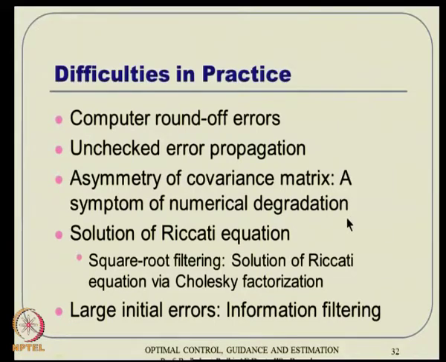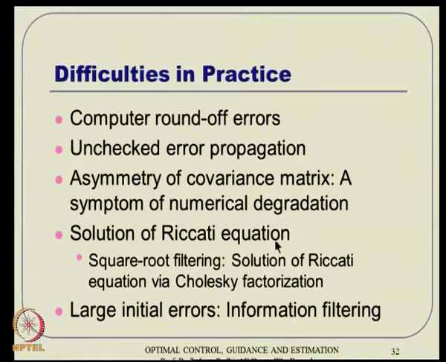Asymmetry of the covariance matrix is a large symptom of numerical degradation. You can watch out for the norm of P minus P transpose. If you evaluate it, that will give 0 if P is symmetric. If it is asymmetric, it will start popping up some numbers, which can be thought of as an indication that things are going bad.